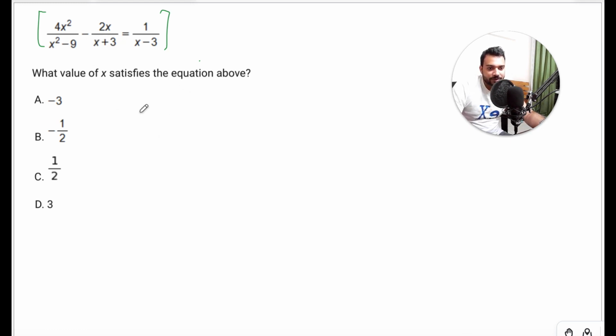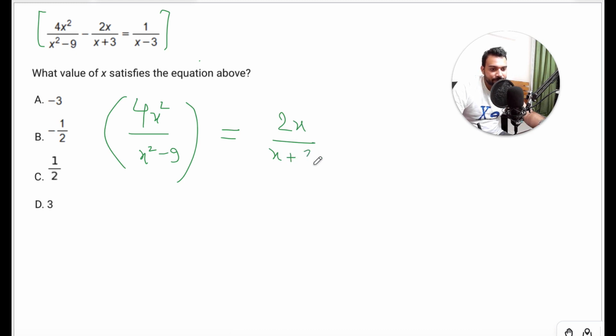So let's do one thing. 4x squared over x squared minus 9, let's keep it aside. Then negative 2x over x plus 3, let's take this to the other side. So it becomes positive 2x over x plus 3 plus 1 upon x minus 3. Why am I doing this? To make the denominator the same on both sides and then cancel them. x plus 3, x minus 3.